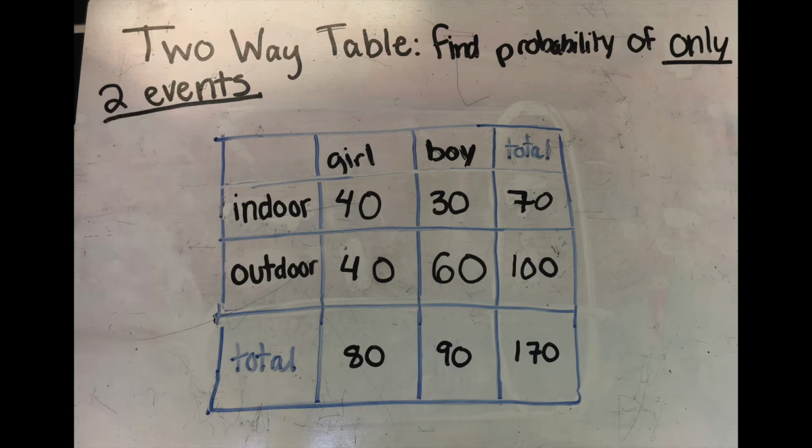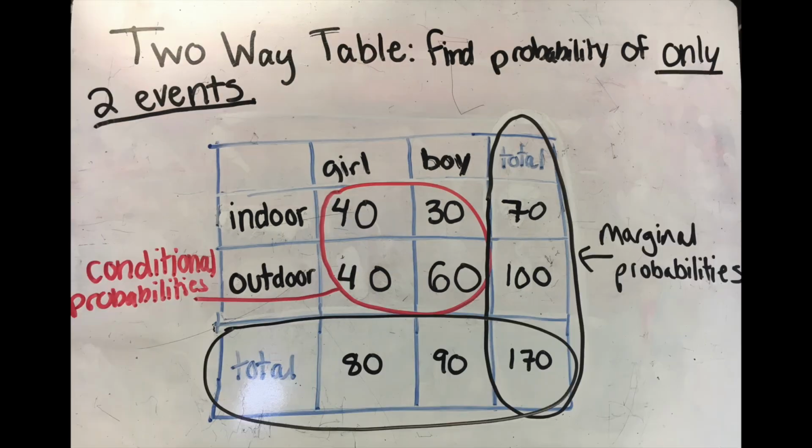For example, we are comparing the number of girls and boys that choose to be inside or outside over the week. The numbers circled in red are conditional probabilities, and the numbers circled in black are marginal probabilities. If you are given a problem involving two events, you can use a two-way table to help fill in missing information by using the marginal and conditional probabilities.